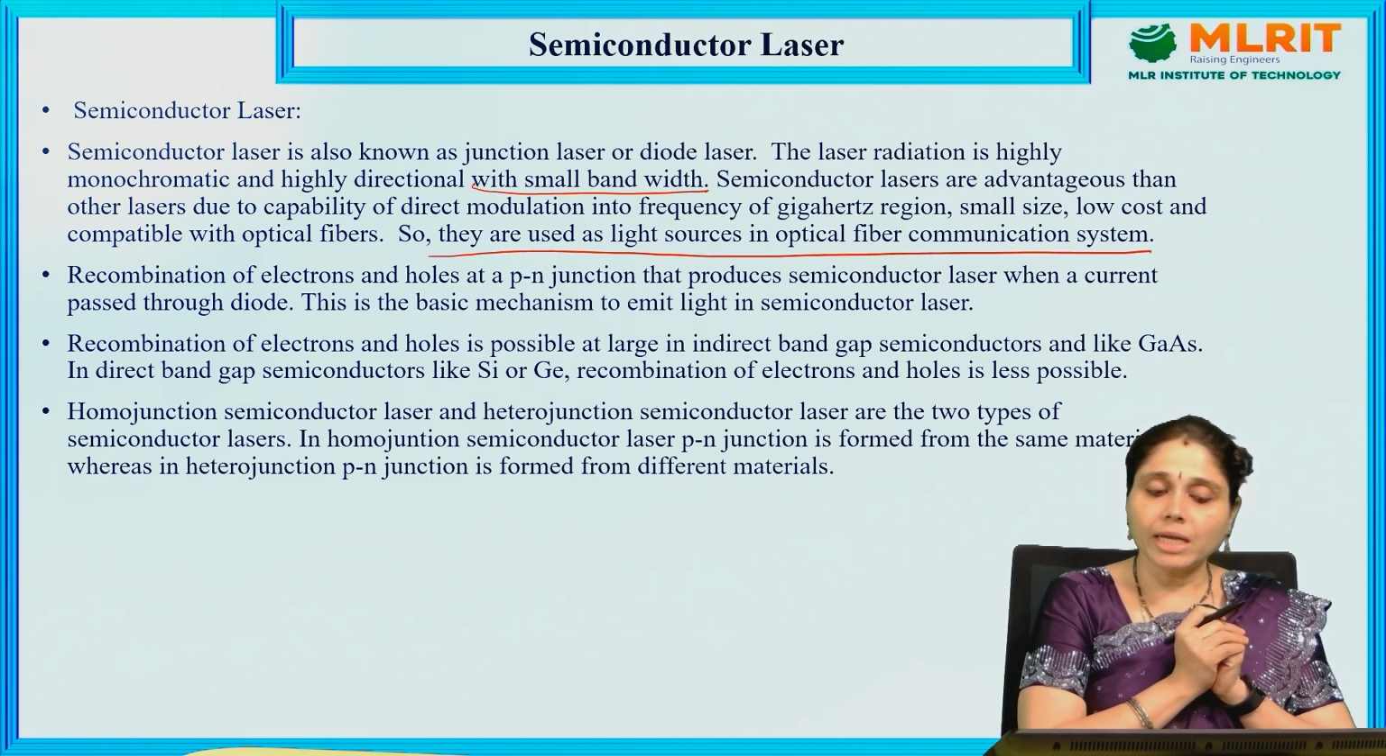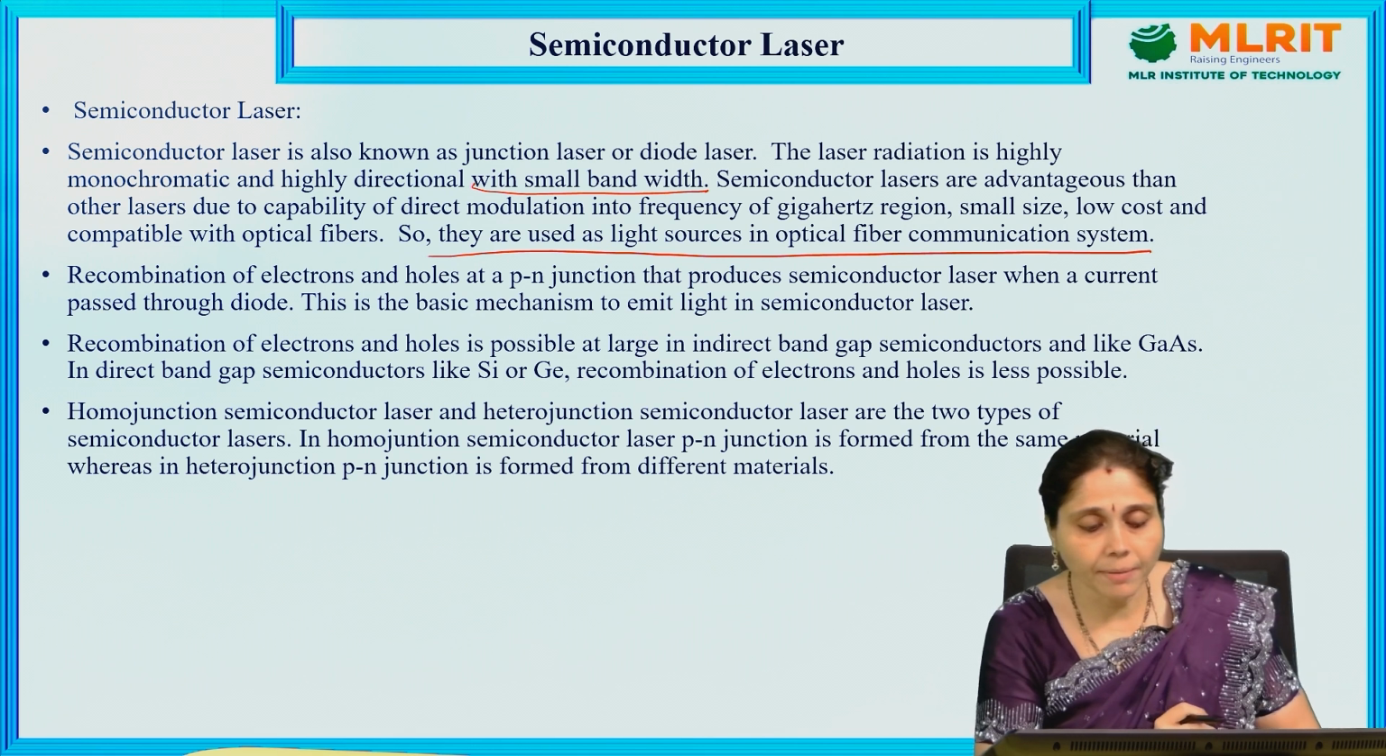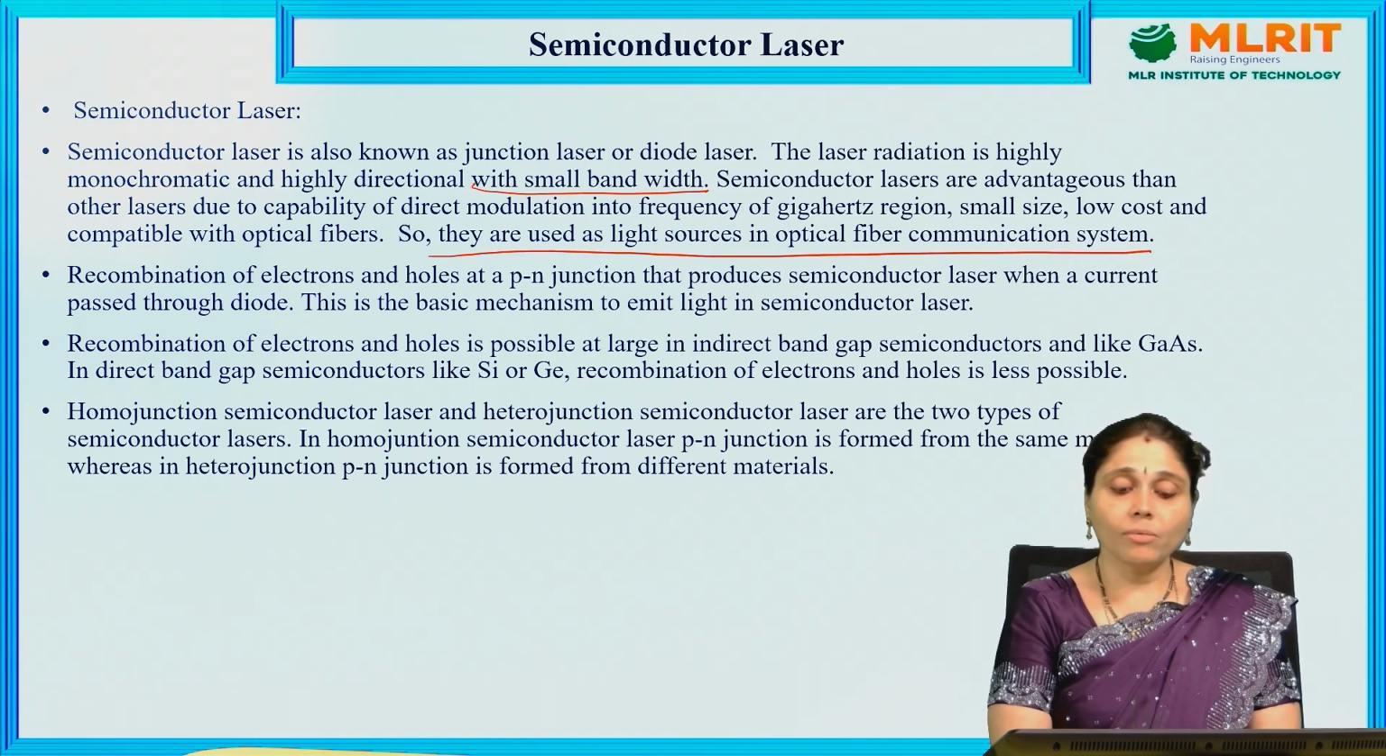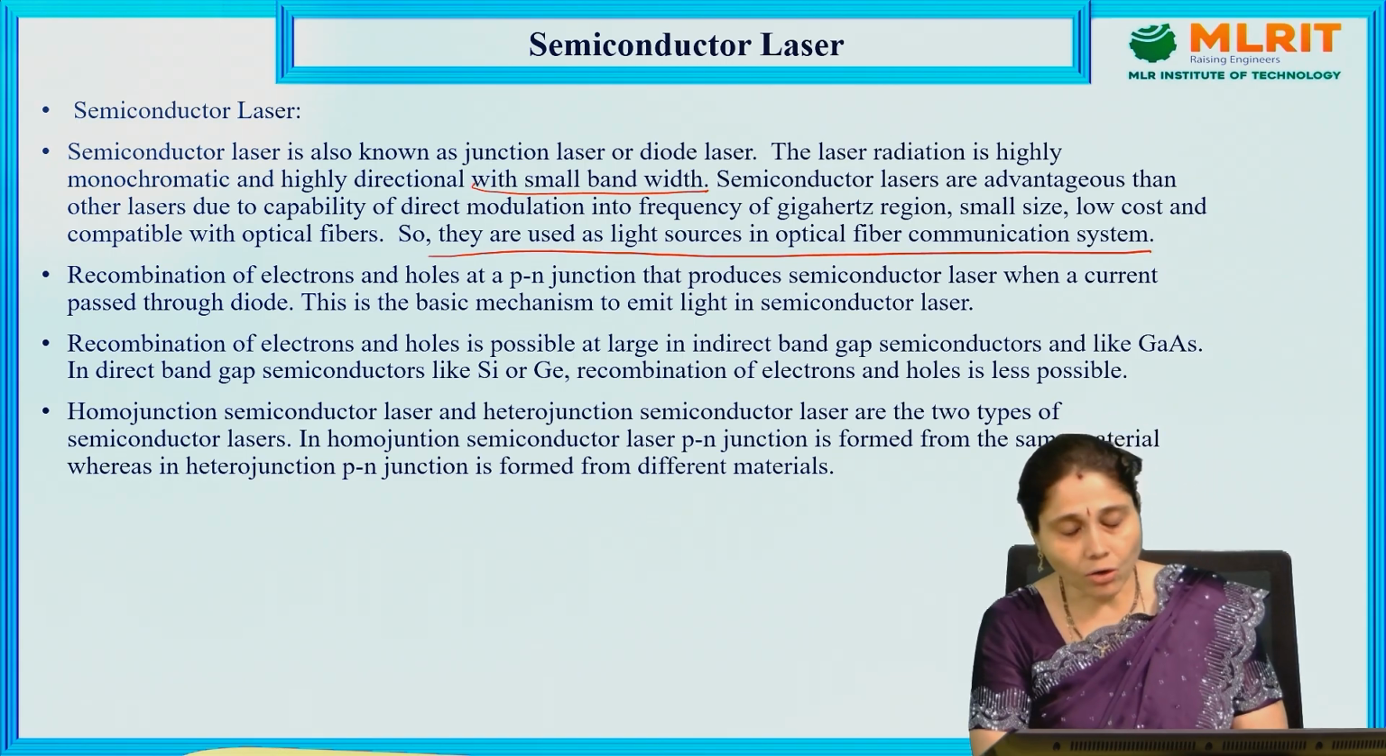Homojunction semiconductor laser and heterojunction semiconductor laser are the two types of semiconductor lasers. In a homojunction laser, the p-n junction is formed from the same material, whereas in a heterojunction it is formed from different materials. Hetero means different, homo means same.